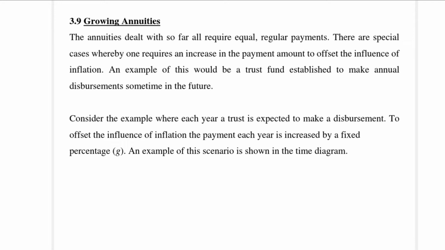Consider the example where each year a trust is expected to make a disbursement, and to offset the influence of inflation, the payment each year is increased by a fixed percentage. We will call that G. An example of this is shown in the following timeline.